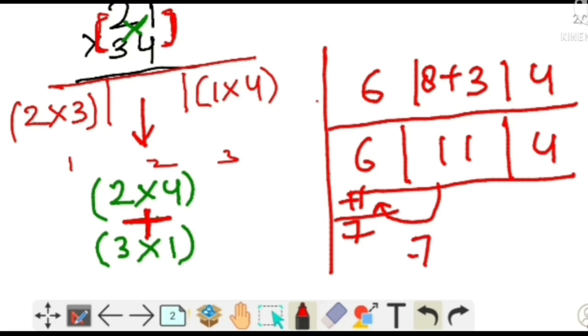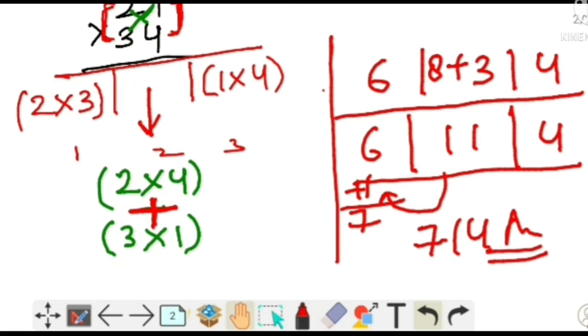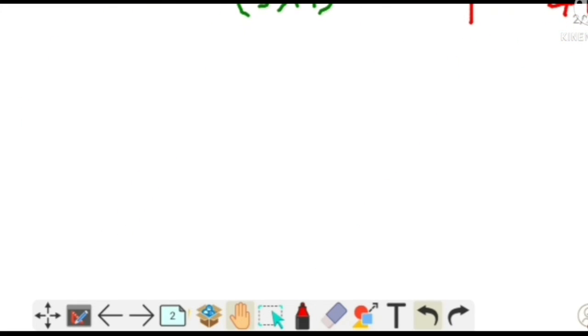I told you in my first and second series that whenever we are multiplying in 2 digits, we cannot write 2 digits in one block. So we got our answer 714.